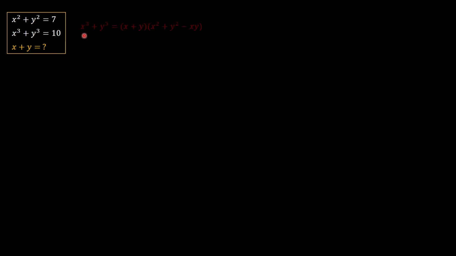First, let's look at this formula. x cubed plus y cubed equals (x plus y) multiplied by (x squared plus y squared minus xy). In this equation, we know that x cubed plus y cubed equals 10 and x squared plus y squared equals 7. Then instead of this equation, we can write 10 equals (x plus y) multiplied by (7 minus xy).